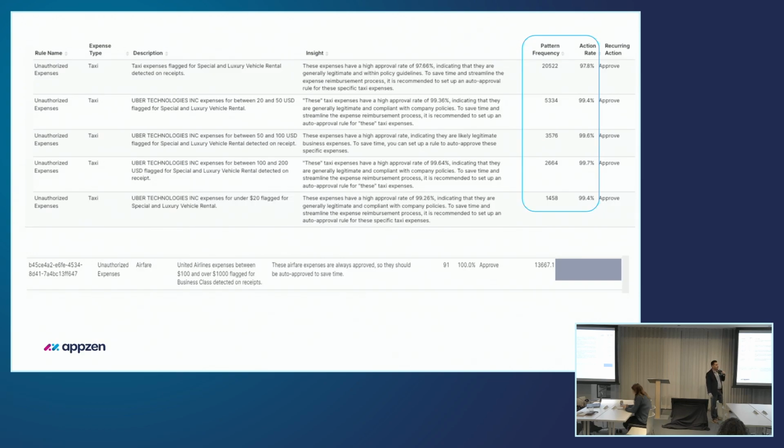It says 97.6 times it's been approved. There's 20,000 lines, and it was approved at an action rate of 98% of the time. So that means 20,000 times you stopped it, and only 2% of the time did it actually give you a result. Then it goes deeper. There was Uber from $20 to $50, and that had a 99% approval rate. Then it gives you $50 to $100, and then $100 to $200. So it's taking that category and going to a deeper level, which is essentially telling us for taxis from $0 to $200, there's really no point in flagging this.